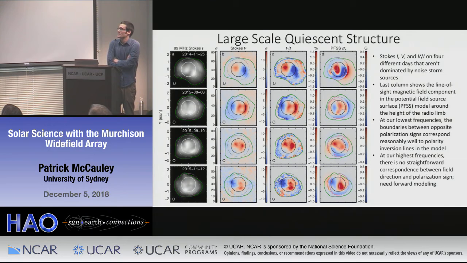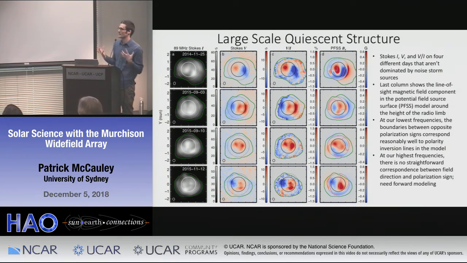We're trying to investigate the large-scale quiescent structure and have a look at what the polarization can tell us about the large-scale magnetic field of the sun. So on the left-hand column here, we have Stokes I total intensity images for 4 different days that are not dominated by one of these really intense noise storms. Then the second column is circular polarization. Third column is the polarization fraction. And then the last column, again, is the line-of-sight component of the magnetic field in the global PFSS model.